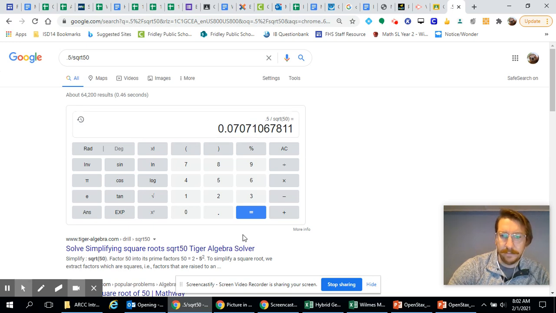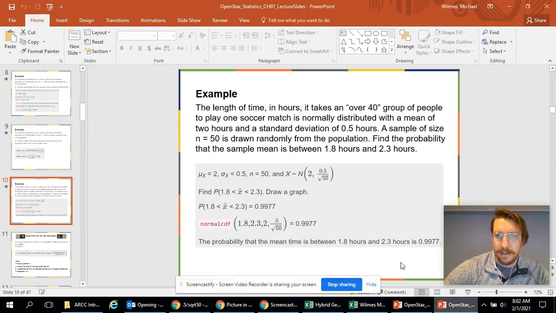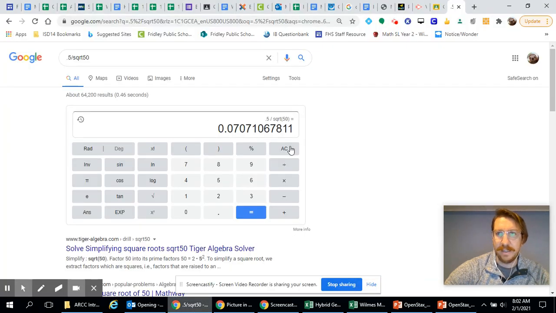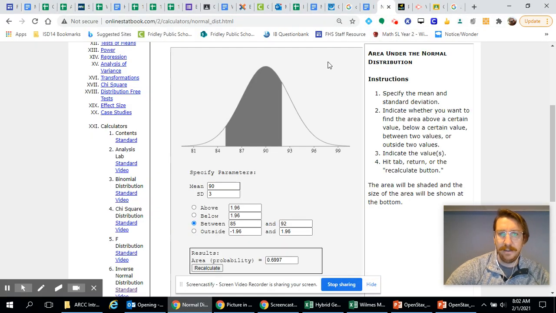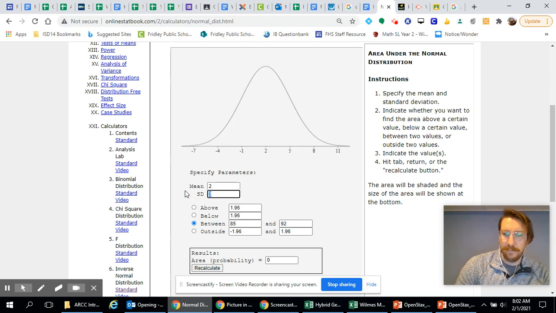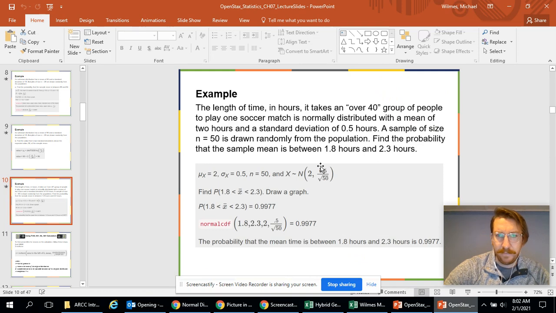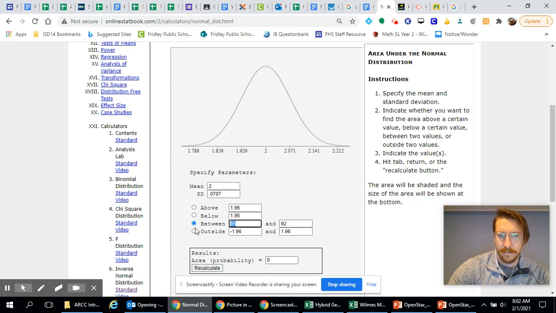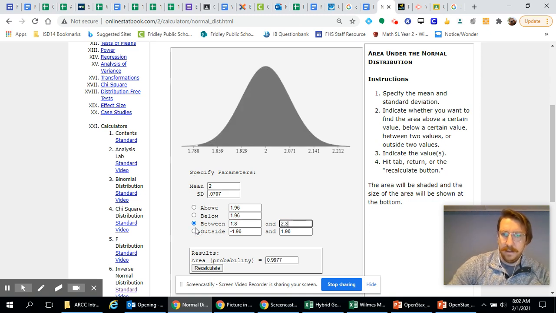All right. So our average is 2, and our sample standard deviation is 0.0707. So I go back into my calculator here. And what are we looking for? Between 1.8 and 2.3 hours. And there we go. Well, looks like almost all of it. 0.9977.